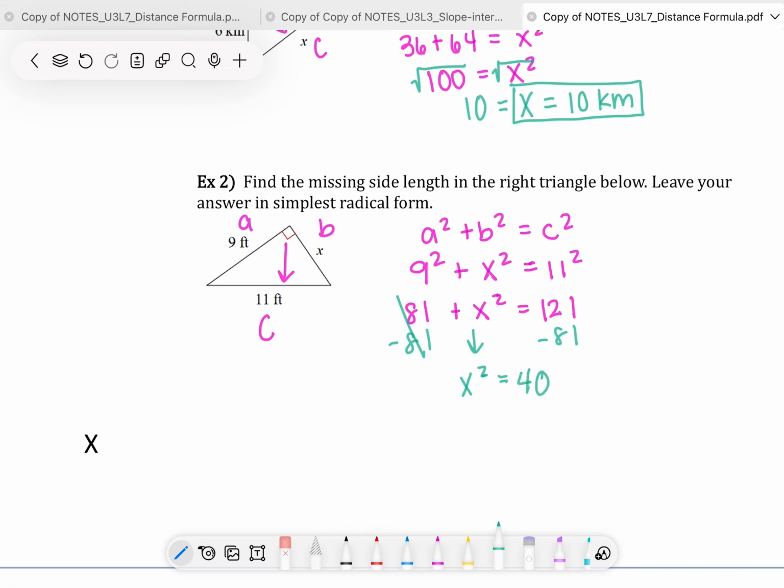40. Okay. Now here we're going to do the same thing that we did earlier when we had to solve for x, but we had x squared, right?